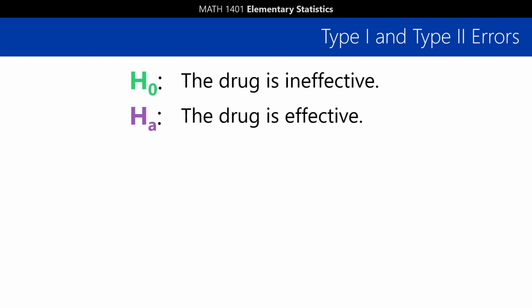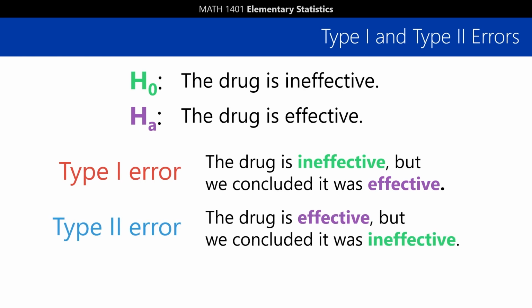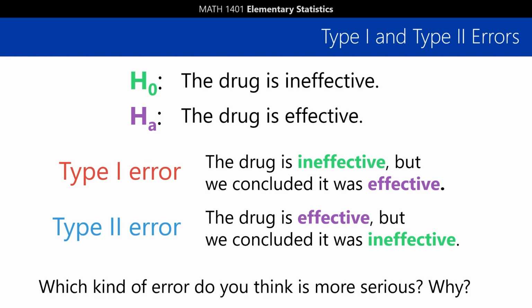Based on these hypotheses, committing a type 1 error would mean that the drug has no effect, but we conclude that it actually is effective, and put it out on the market. On the other hand, committing a type 2 error would mean that the drug actually works, but our evidence ended up not being enough to show that it works, and as a result, it never gets released. Something you might want to consider here: which of these two errors do you think is more serious, and why?